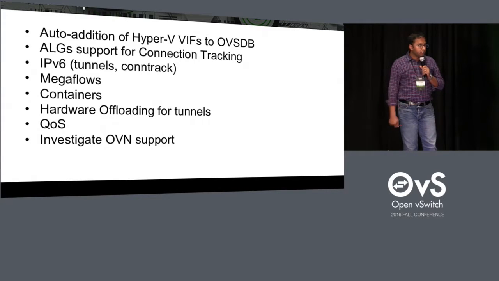Then containers, I already gave you a preview. One of the things we have seen is that if we use something like STT, we can leverage TSO that's natively available. And recently Microsoft added support for VXLAN also. But there are new tunneling technologies like Geneve that Microsoft doesn't support yet. So we'll try to work with them to add native support for all this and expose it so that we can leverage it from OVS.